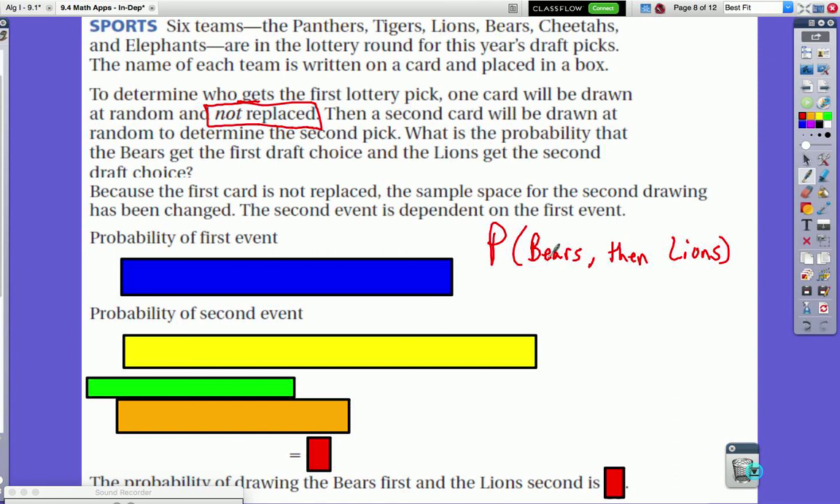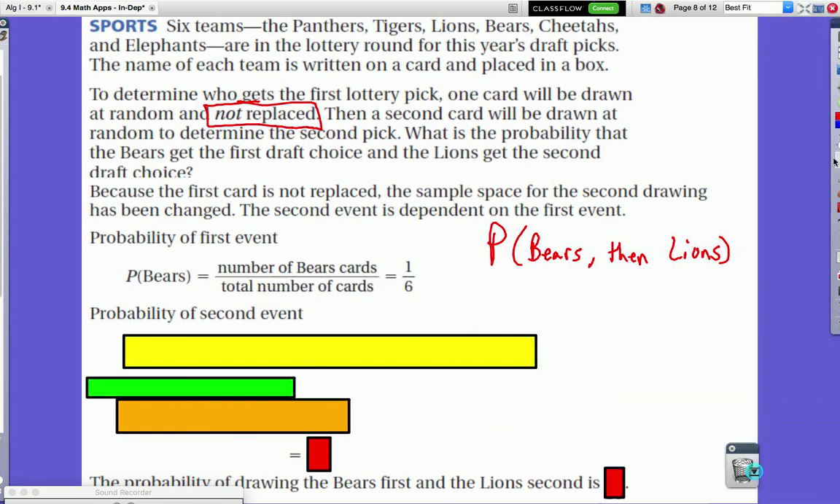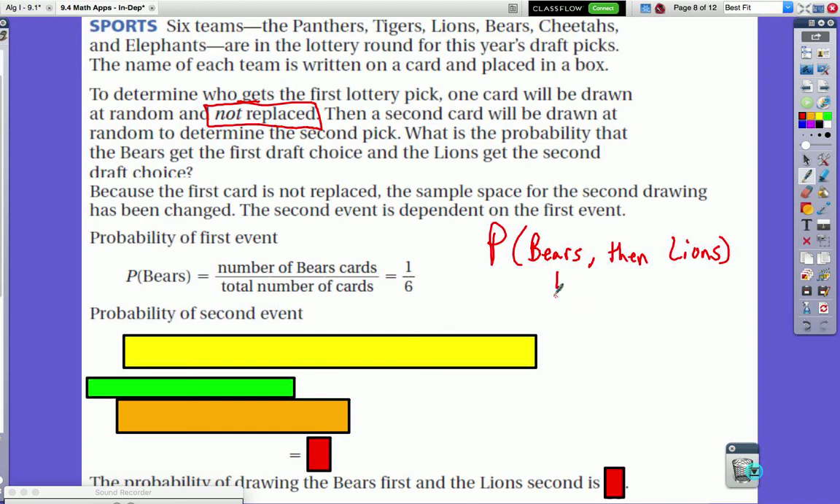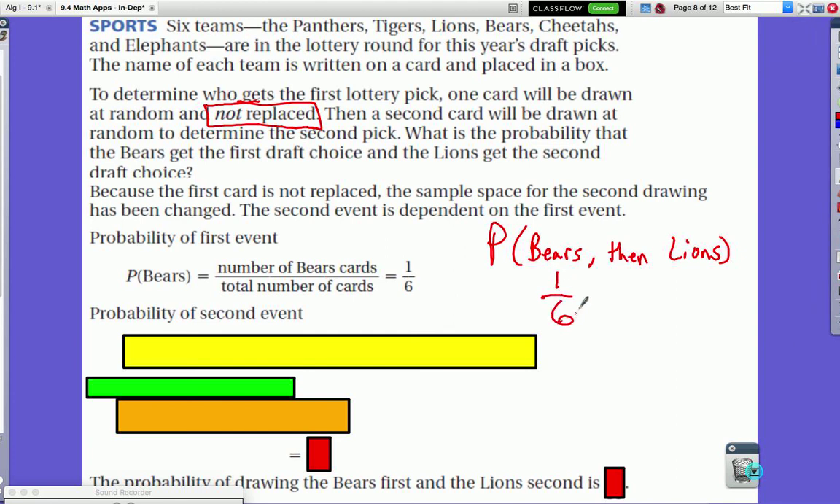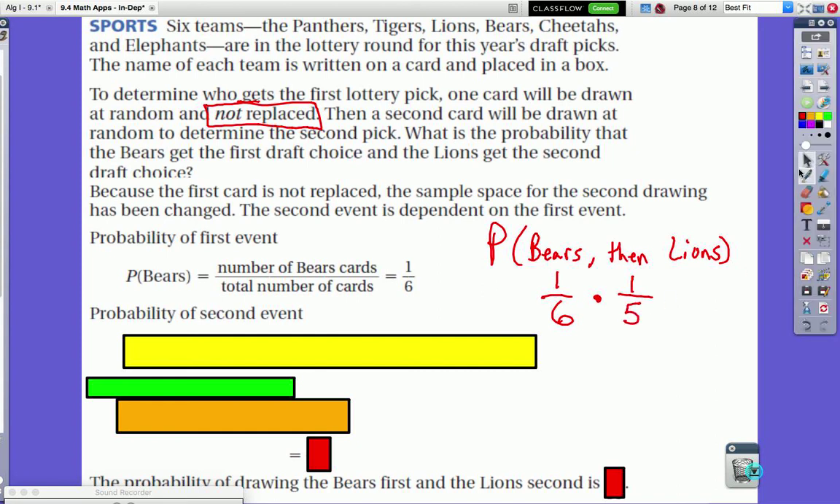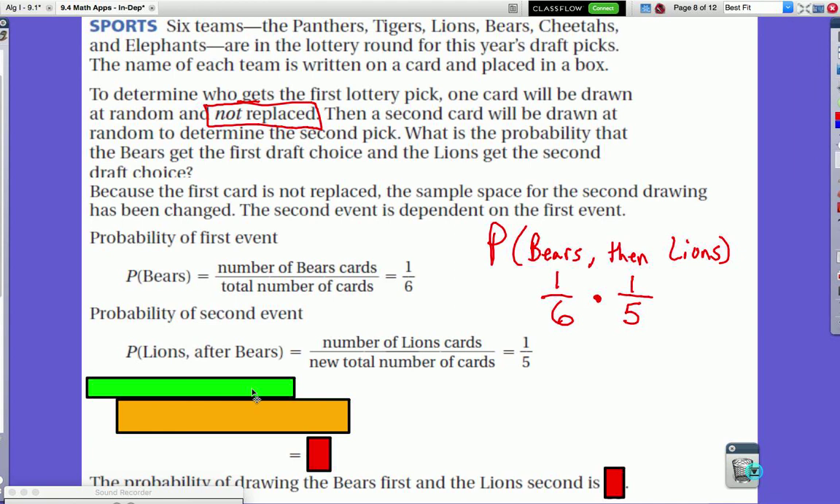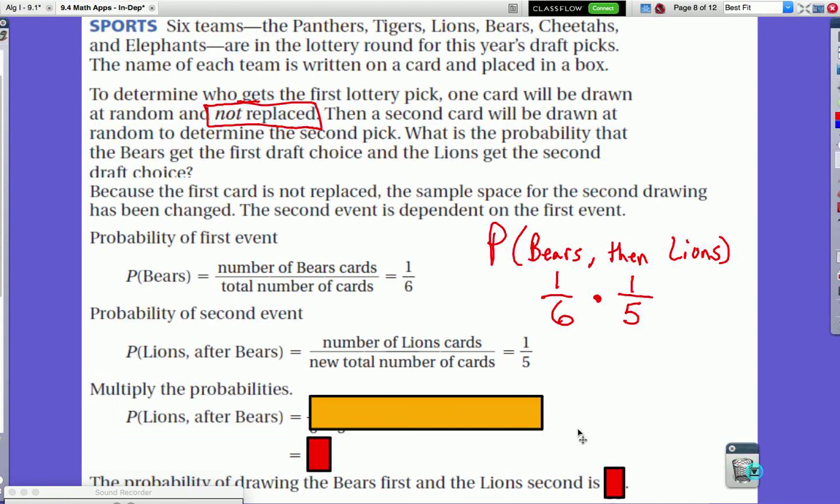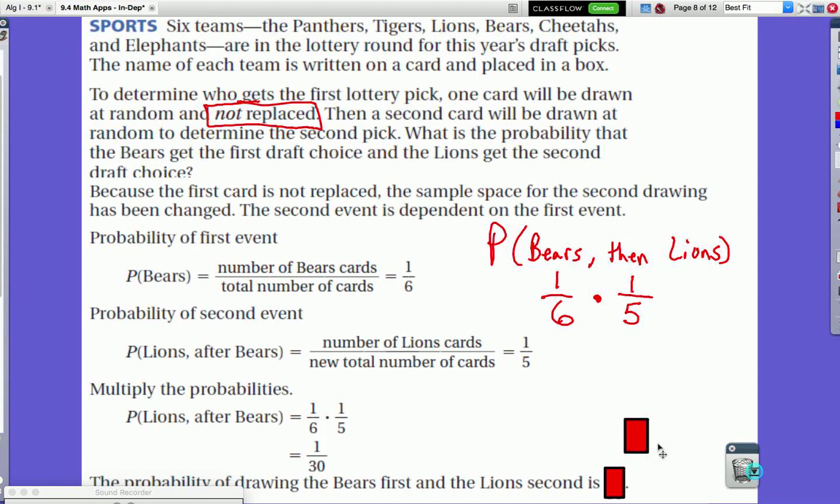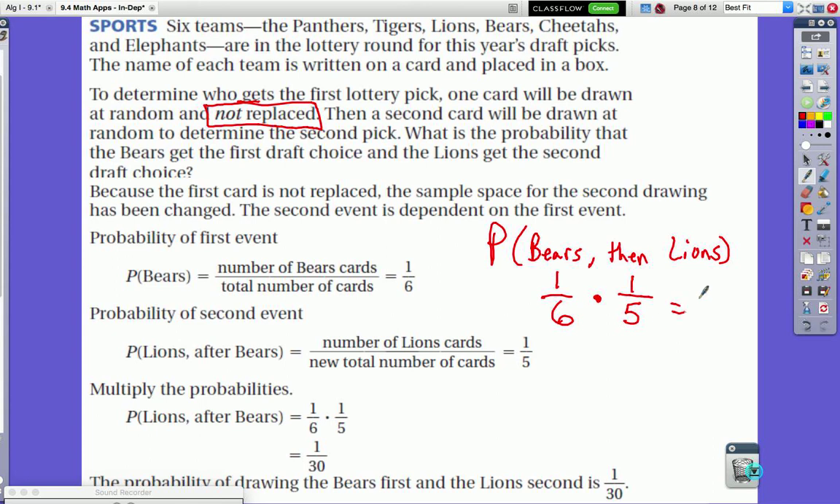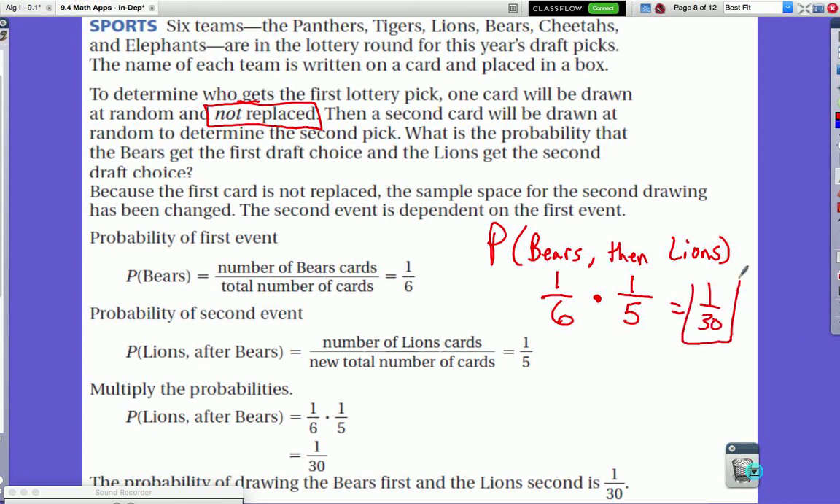So the probability the Bears get picked is 1 out of 6 because there's one successful team, the Bears, out of 6 total teams. All right, then we're going to multiply. Now the Lions, they're only one team. They only have one card, but now the Bears were picked, so now there's only 5 teams left, so we have 1 over 5. And we just multiply them together, and the probability of this happening is 1 over 30. 1 out of every 30 times that this would be conducted, the Bears would get the first pick and the Lions would get the second pick.